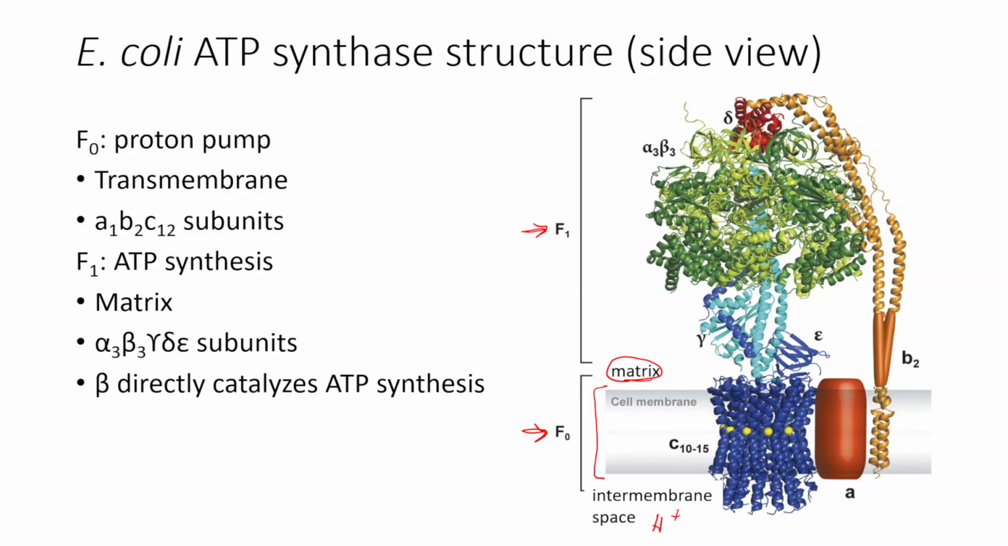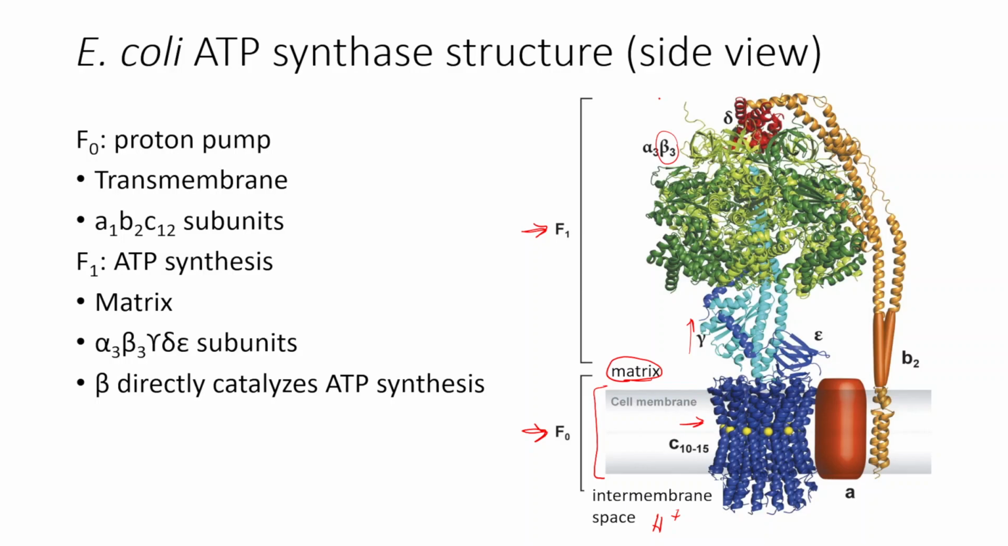So in the F0 domain, the transmembrane domain, there are A, B, and C subunits. In particular, there are a whole bunch of C subunits that help to take up those protons from the intermembrane space and then pass them. Those protons are going to get passed down the epsilon and gamma subunits that are in the F1 domain into the actual matrix portion, and then into the part of the ATP synthase that actually helps to directly catalyze ATP synthesis, which is actually these beta subunits.